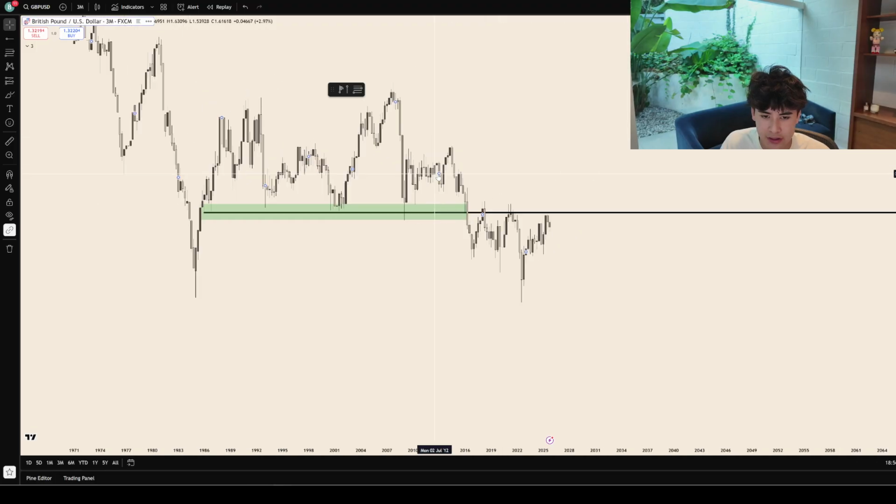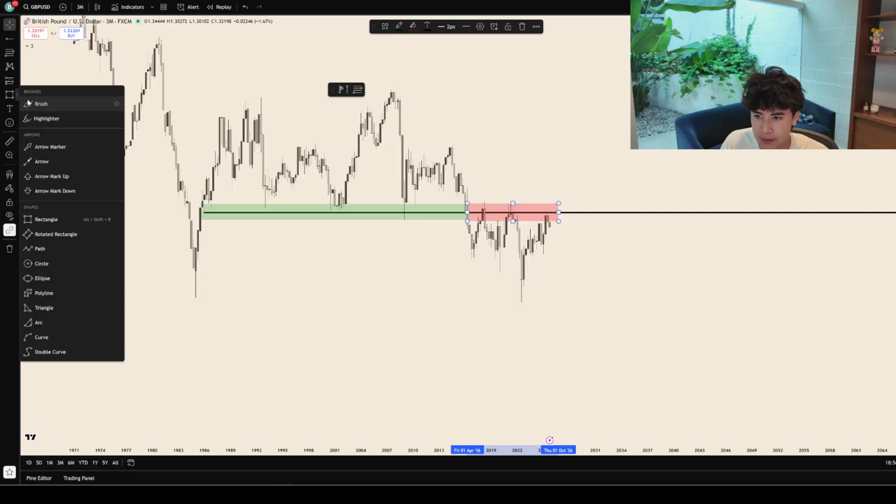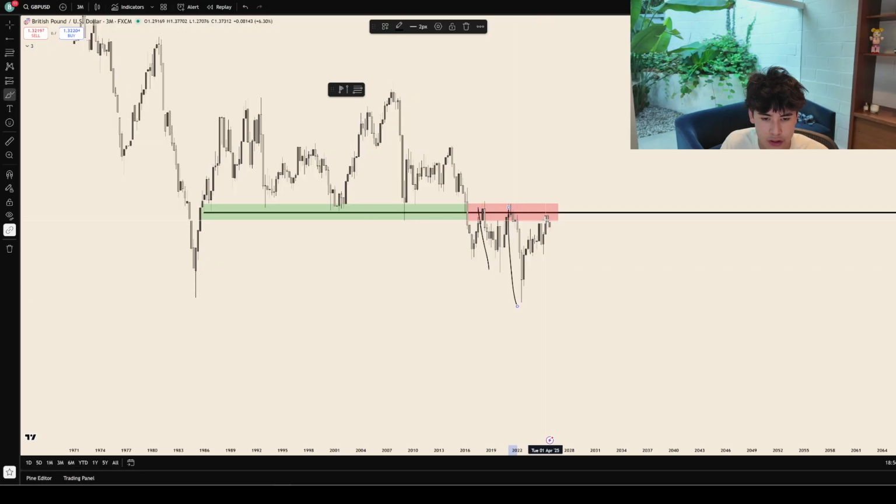And then we can actually see that this zone of support got flipped and started to become a zone of resistance. And then every time we moved up into the zone, we had some sharp rejects. So you can see how the majority of the time, key support levels frequently turn into resistance, and key resistance levels frequently turn into support.